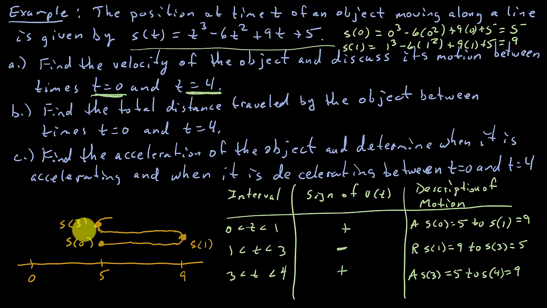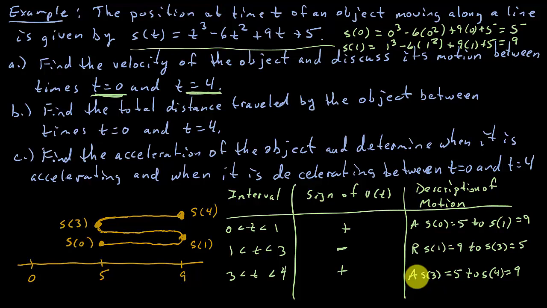This is S of 3, okay, and then from 3 to 4, it's advancing, so it's turning back around and coming this way, and that's where it stops at S of 4. Okay, and that's the only time interval that we're interested in, from 0 to 4. Okay, and you can see at 0 we're at 5, at 1 we're at 9, at 3 we're at 5, and then at 4 we're at 9. Okay, so this is advancing, retreating, and then advancing. So that takes care of part A.